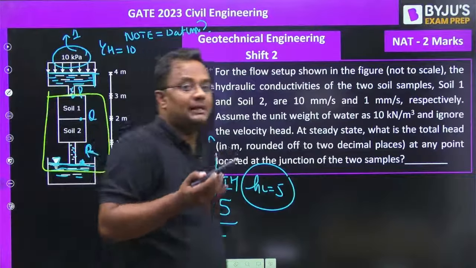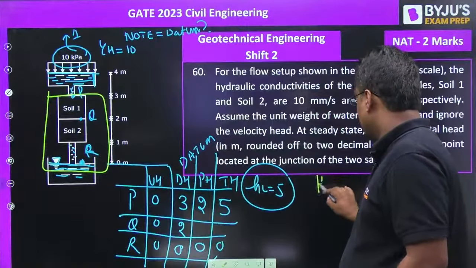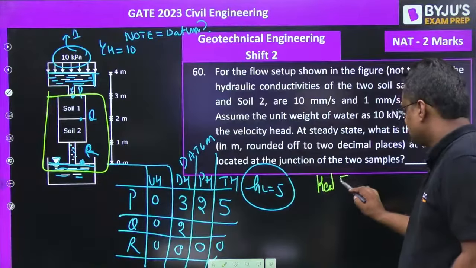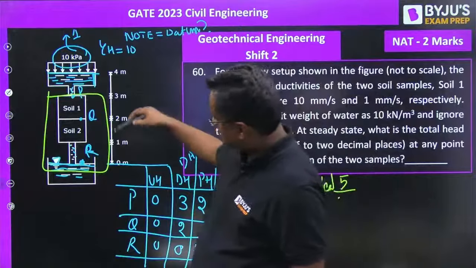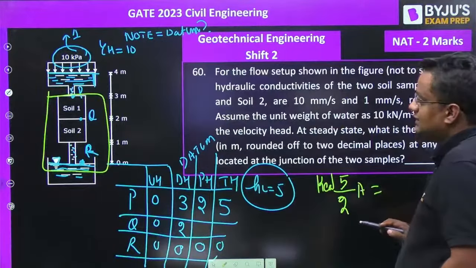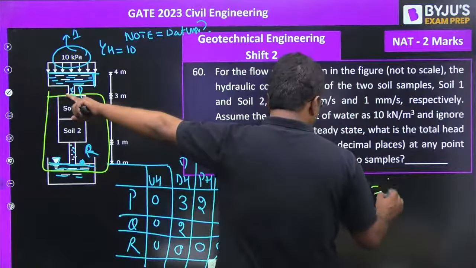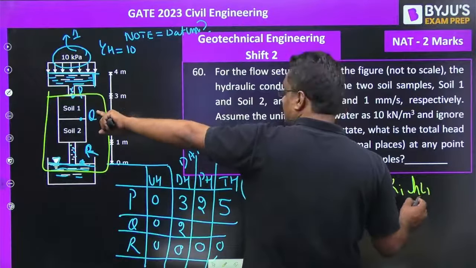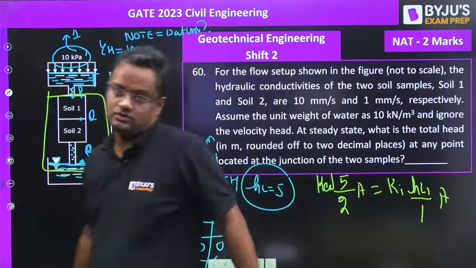Since they are in series, so Q is equal to KIA, so K equivalent into I, HL by L, 5 and 0. HL is 5 by length, all loss occurs in soil, 1 2 3, that is 2 into A. Okay, now I can write Q anywhere for this first one, K1, into HL1 by length which is 1, into A. From here you can find the head loss.